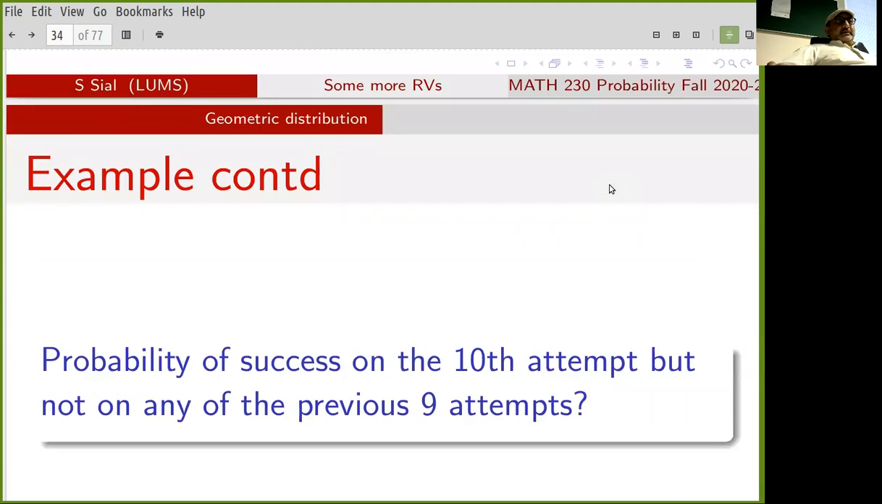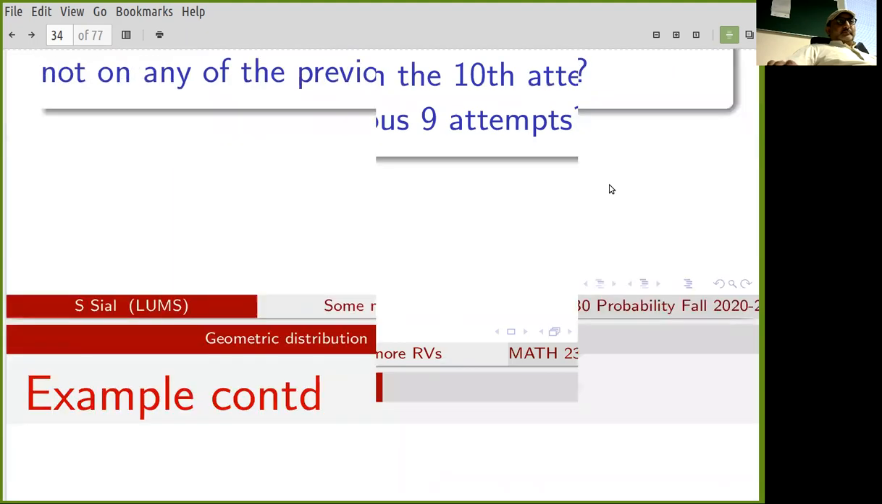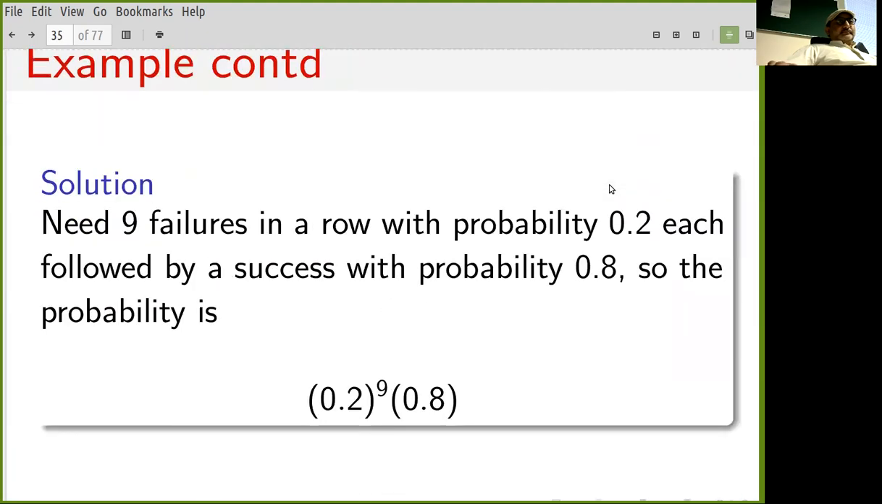All right. What's the probability of success on the 10th attempt, but not any of the previous 9 attempts? Well, you'd have to have failure 9 times, followed by a success. So 0.2 to the power 9 times 0.8. Okay, that's the probability of that exact sequence of 9 failures followed by 1 success.